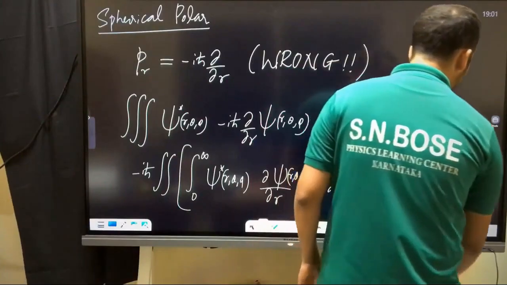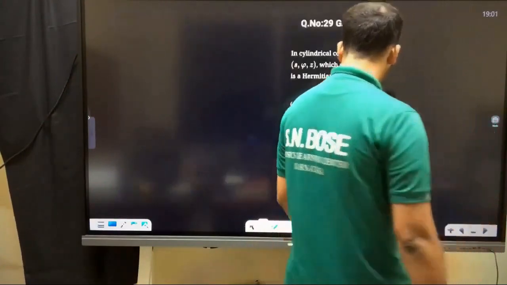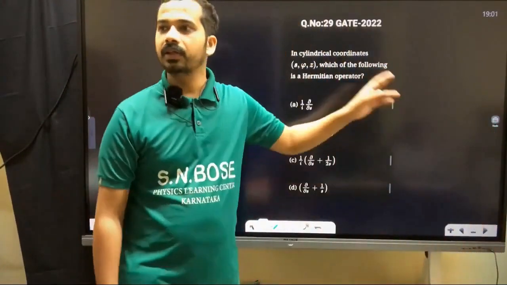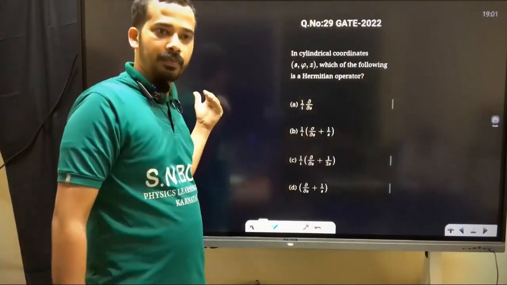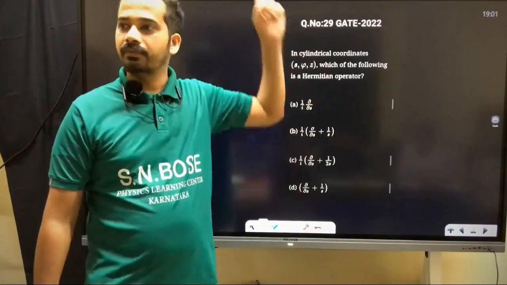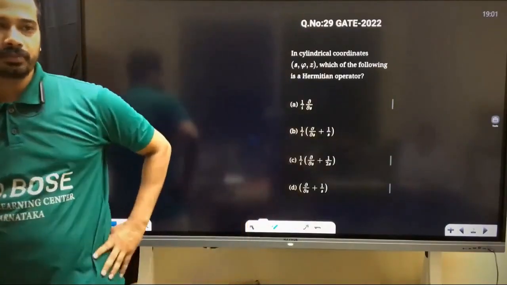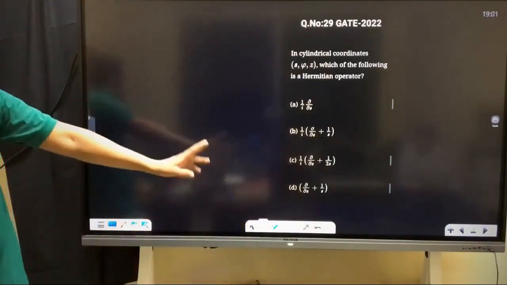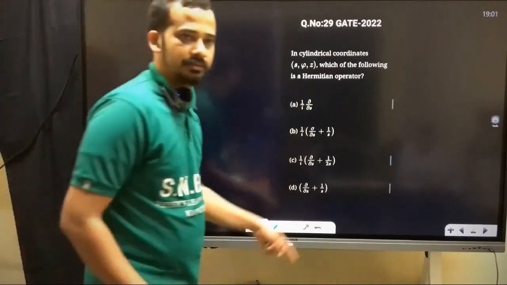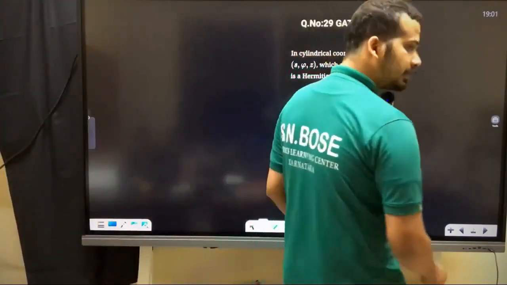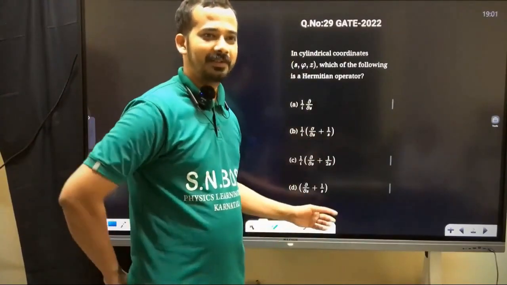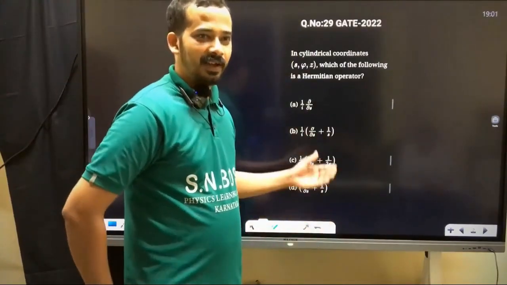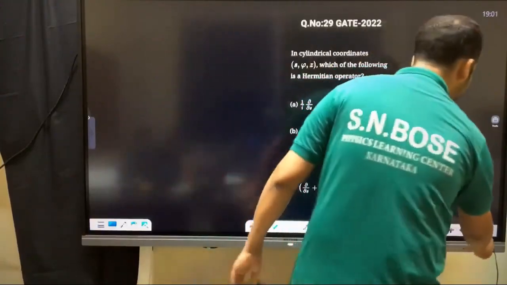If you put this operator in that integral and do integration by parts, you should come to the first member. You should be able to observe, just like we proved p_x cap is a Hermitian operator. I think that is a bit lengthier than this theory, doing integration by parts and proving which one of the following. I mean, how will you do trial and error? That's not feasible.